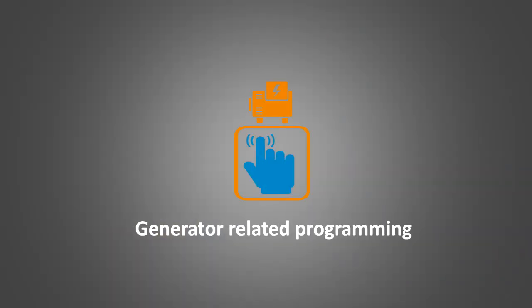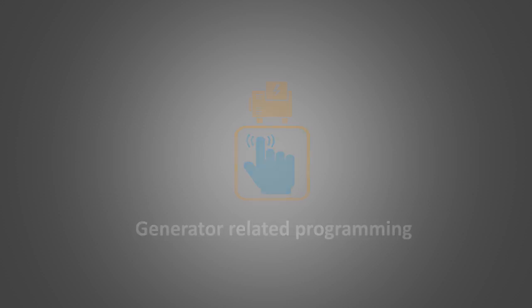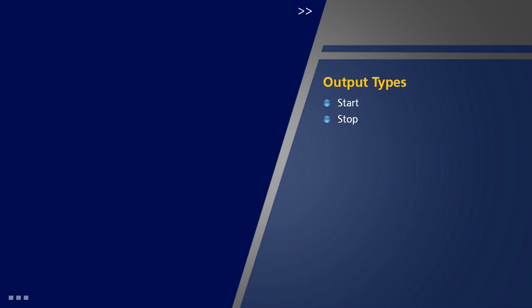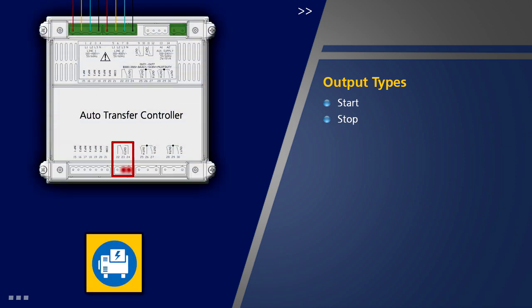Generator-related programs. Now, let us look at programming related to generators. Output, controller to generator. The output types are start and stop. Output 3, with terminals 23 and 24, is programmed for generator start and stop signals. When the output is active, the signal is high since it is set to normal. When the output is inactive and is in a normal mode, the activation creates low to high signal.